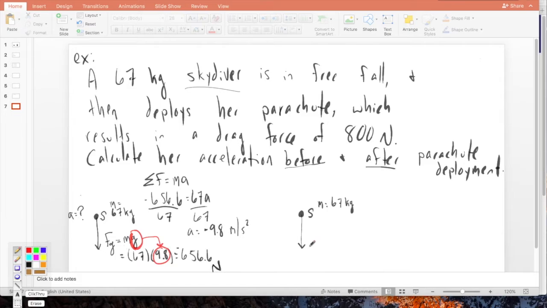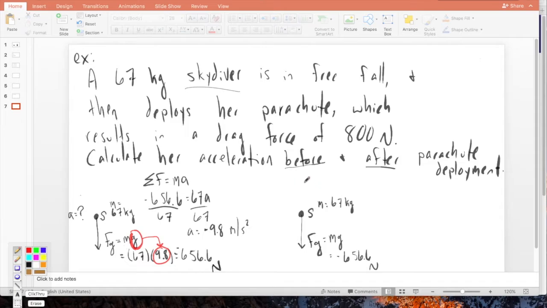So the forces, obviously the force of gravity, that's the easiest one to consider. We can go ahead and give a number to that. We know it's equal to mg. And we've already calculated that over here. Again, we said that down is negative, so negative 656.6 newtons.